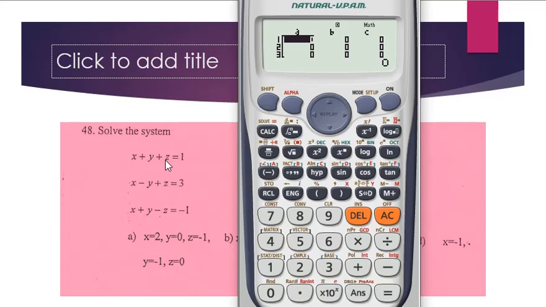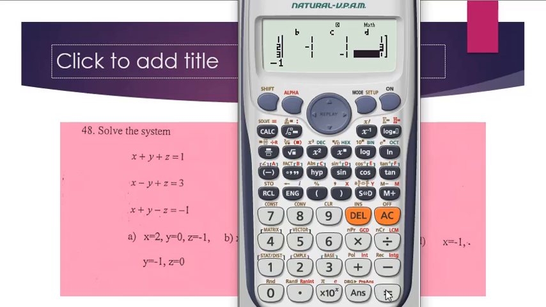So we have x, y, z equals 1, so each has a coefficient of 1. So we have 1, 1, 1, and then equal to 1. Then we move on to the second one. So we have 1, minus 1, 1, and then 3. The coefficient of x is 1, coefficient of y is minus 1, coefficient of z is 1, and then it's equal to 3. The last one is 1, 1, minus 1, and then minus 1. So coefficient of x is 1, coefficient of y is 1, coefficient of z is minus 1, and the final is equal to minus 1.